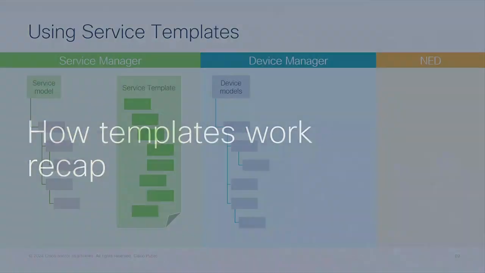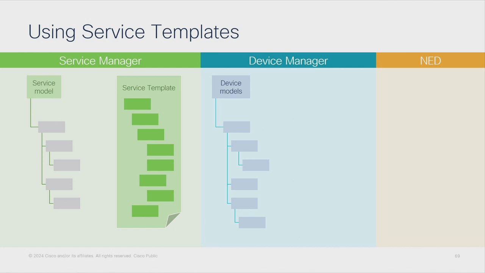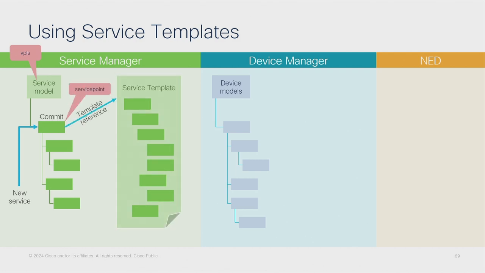Okay, so how templates work. I've shown some of these slides previously. I'll just run through them quickly. They're just a good way of showing an overview. So within a template-based service, we have a service model and the template. You can think of the model as your input parameters. So we may have something like a VPLS service. We go in, we create an instance of that service, we fill some parameters in, and that service is associated with a service point. So when we commit, NSO will execute anything that's registered on that service point, and that's where we register our template.